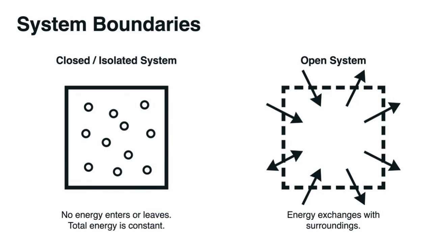When we talk about system boundaries, it's important to understand the difference between closed or isolated systems and open systems. A closed or isolated system is one where no energy enters or leaves, which means the total energy inside remains constant over time. In contrast, an open system exchanges energy with its surroundings, so energy can flow in or out. This interaction with the environment means the energy within the system can change based on external factors. Recognizing these distinctions helps us analyze how systems behave and respond to their environments more effectively.